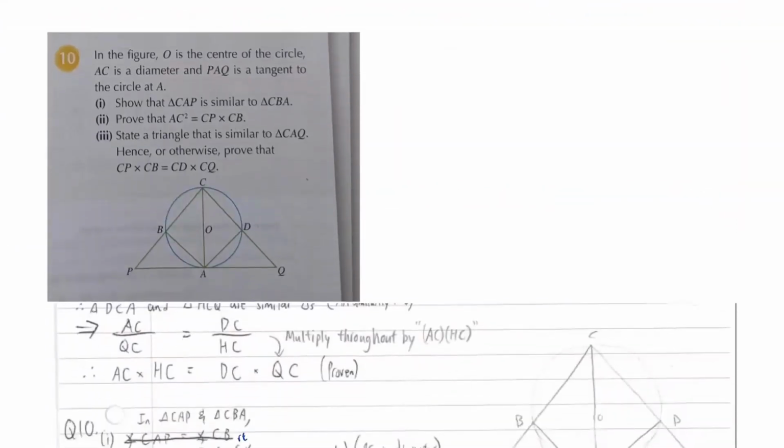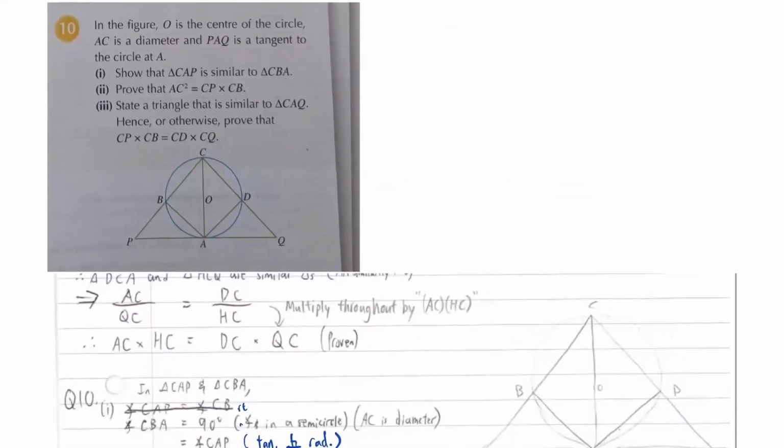Okay, let's take a look at question 10. Now, this one in a figure, O is the center of the circle, AC is a diameter, and PAQ is a tangent to the circle at point A. Part 1, you want to show that triangle CAP is similar to triangle CBA.